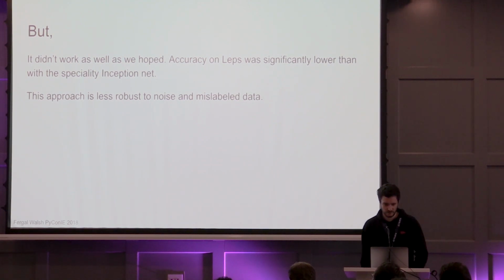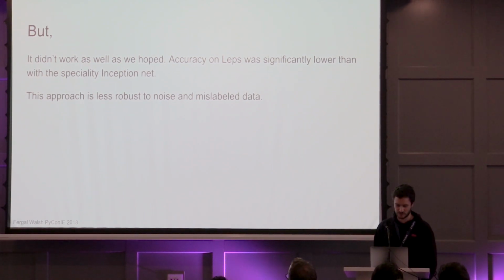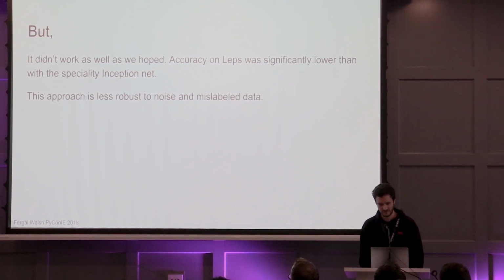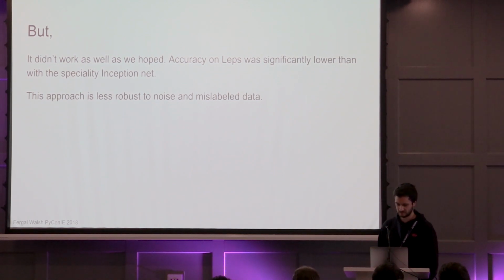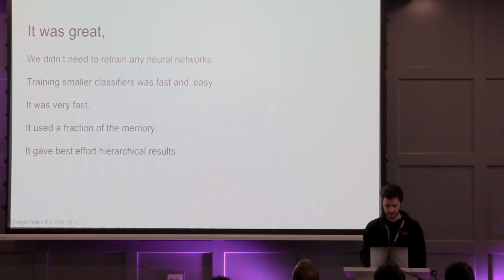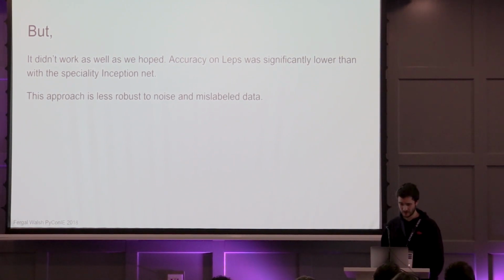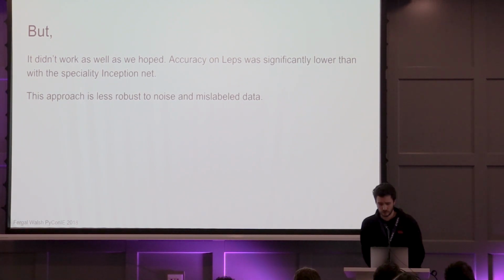But it didn't work. Well, it worked, but it didn't work as well as we hoped. The problem was that we were all used to the level of accuracy that we got in the specialized net, and we just didn't get it with this approach. And that was disappointing, because that diagram looked an awful lot nicer than the previous one. But the main problem was that this approach is much less robust to noise and mislabeled data.